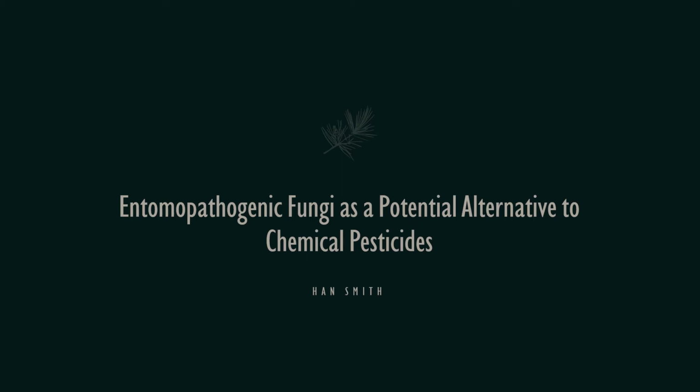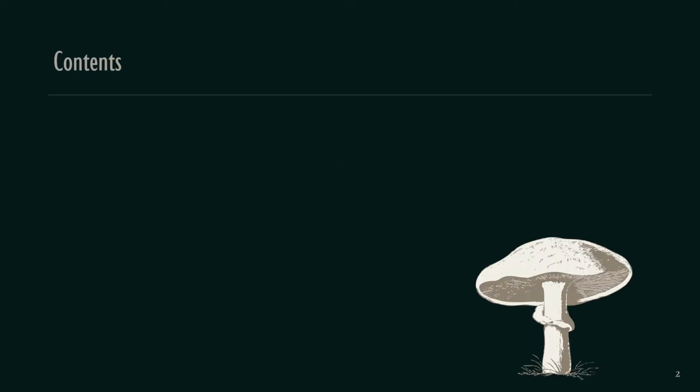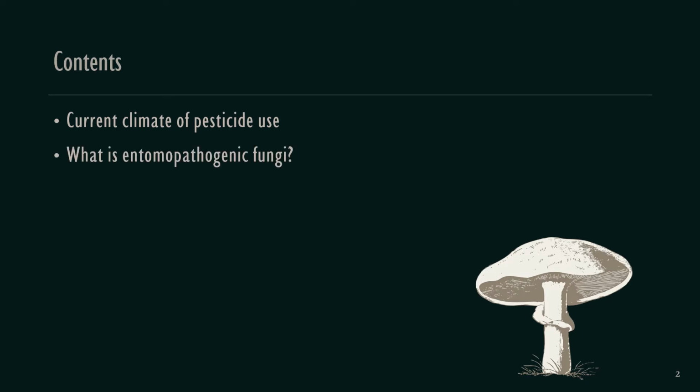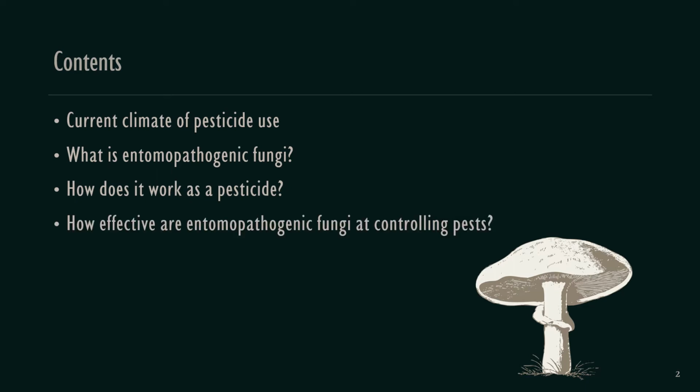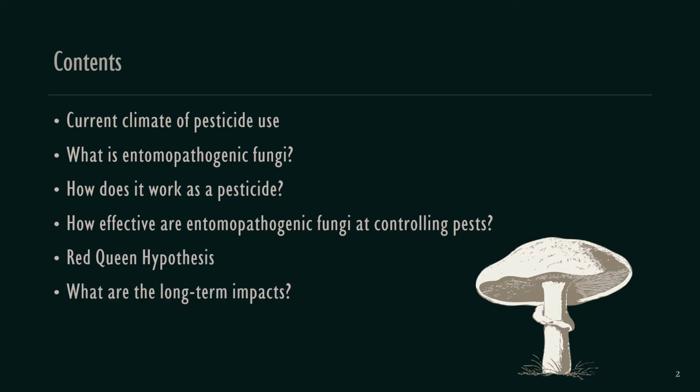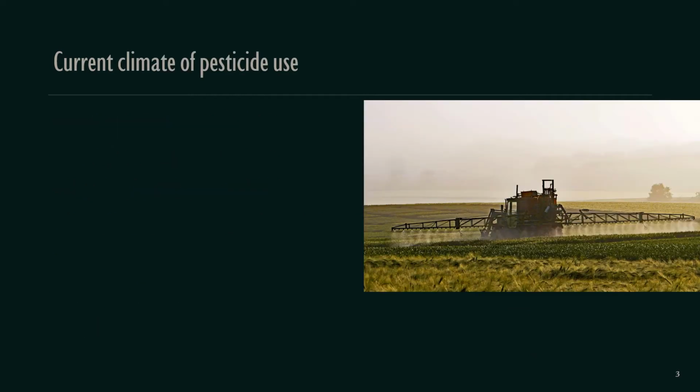Entomopathogenic fungi as a potential alternative to chemical pesticides. Today for this presentation, I will be covering the current climate of pesticide use. What are entomopathogenic fungi? How do they work as a pesticide? How effective are entomopathogenic fungi at controlling pests? The Red Queen hypothesis. What are the long-term impacts? And the conclusion. The current climate of pesticide use.